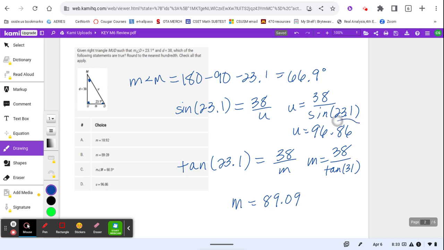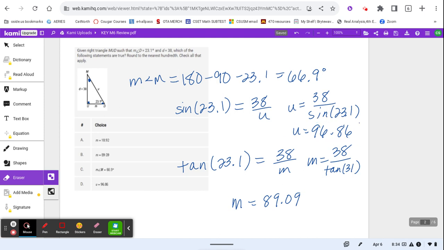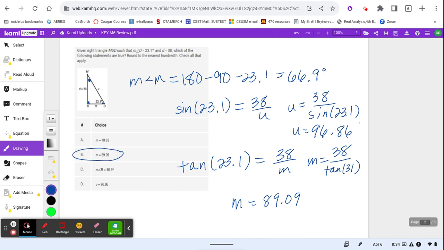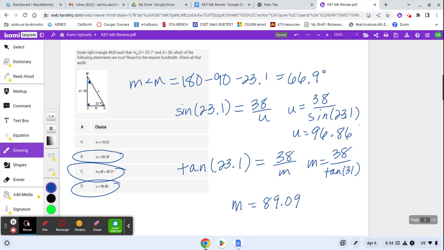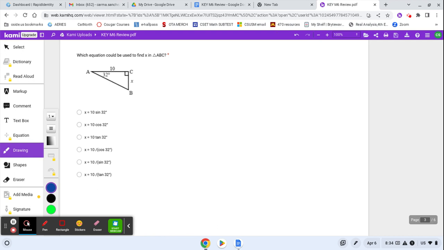So this would be from you typing into the calculator 38 divided by the sine, and this would be from you calculating 38 divided by the tan, gives you this, okay? So when it asks us to select all the answers that are true, check all that apply, you're going to say that this one's true, and this one's true, and this one's true. The only one that's not true basically is A. So that's called a multiple response question. Those are tough. Okay, this one's much easier.